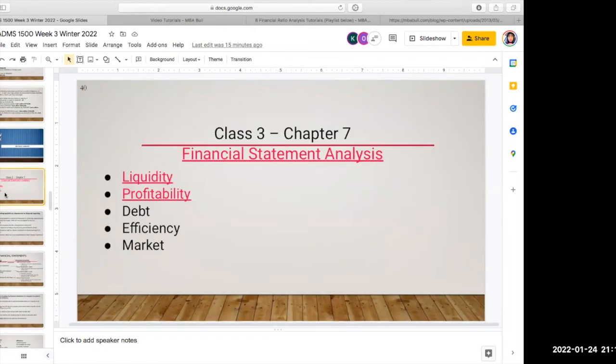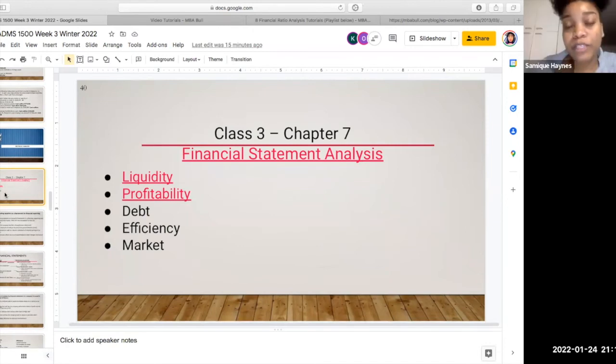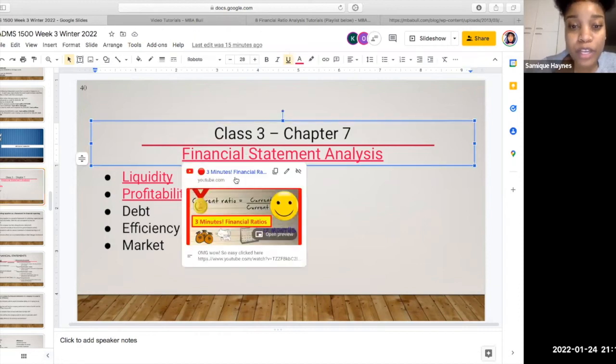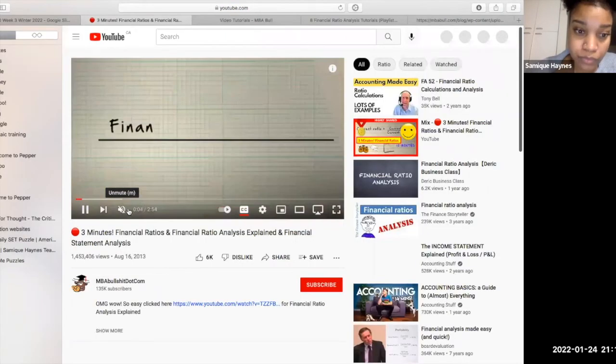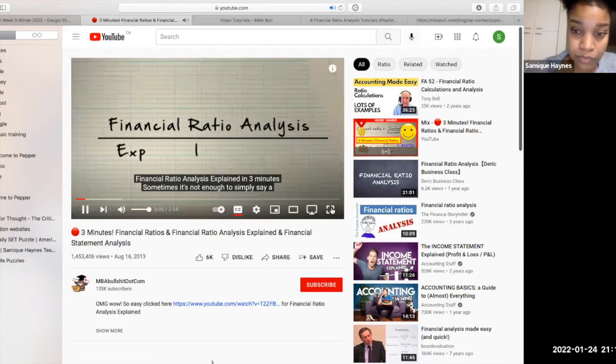You're welcome. So for chapter 7, we're just going to be looking quickly at financial statement analysis. This is where they give us a bunch of financial statements, and now we know what all of them are. And we are able to calculate different ratios to assess the financial state of the business. All right. So I'm going to start off with a quick video just to give you guys a break from my voice. A ratio analysis explained in 3 minutes.